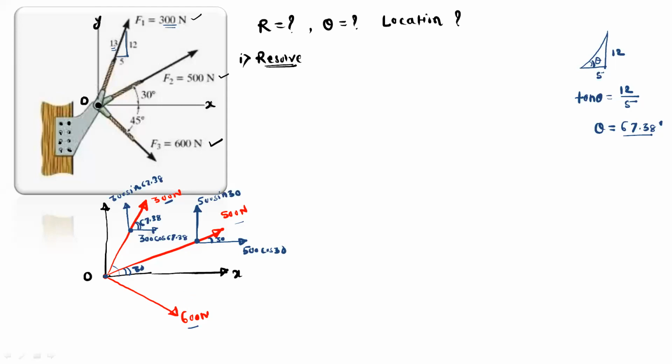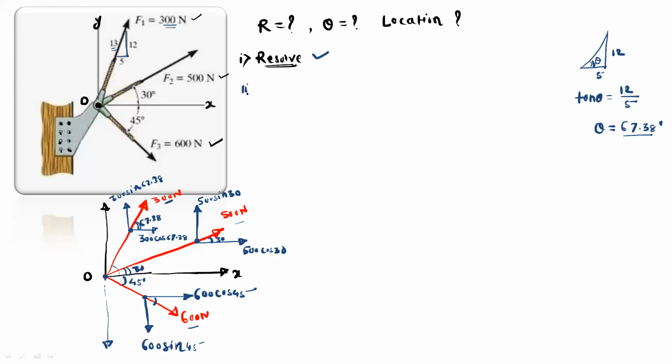Then for 600, this is 45 degree. So 600 we can resolve at this point. Draw one horizontal line parallel to the x-axis. Suppose this is the negative y direction. Draw a vertical line parallel to the y-axis, that is the negative y-axis. So this angle will be 45 degree. The x component is 600 cos 45, and the y component is 600 sin 45. Okay, so we have resolved the forces.